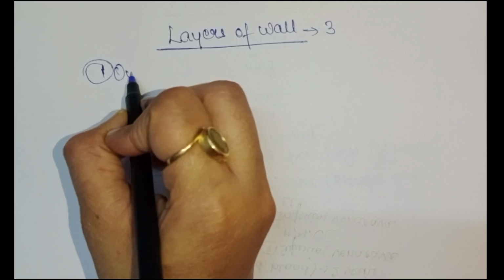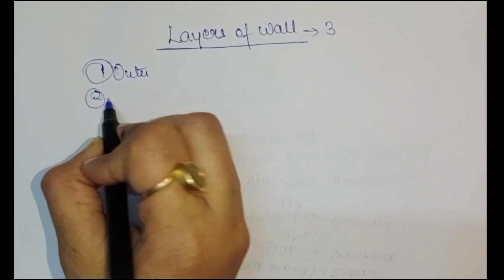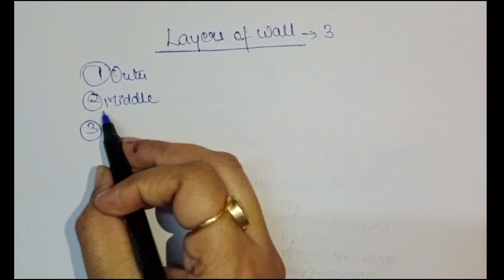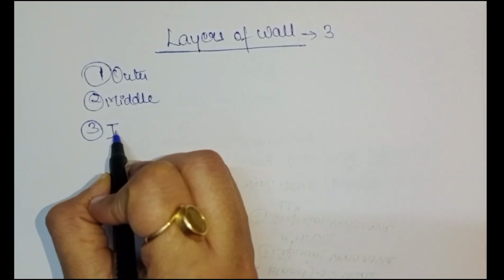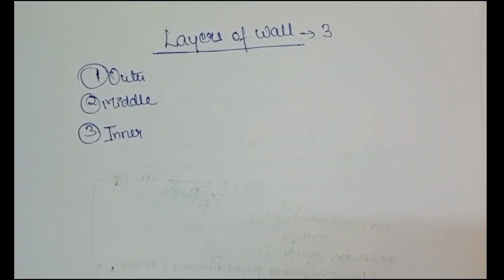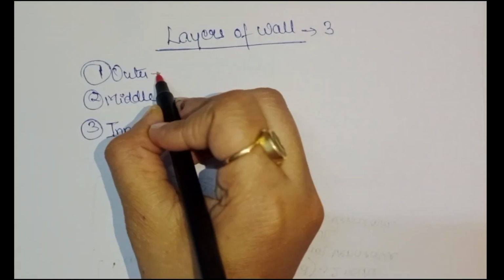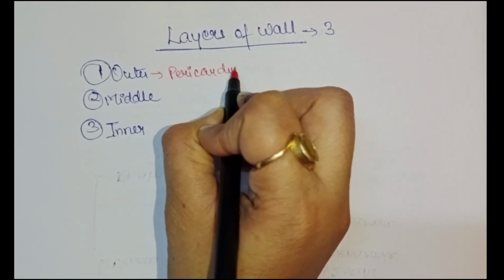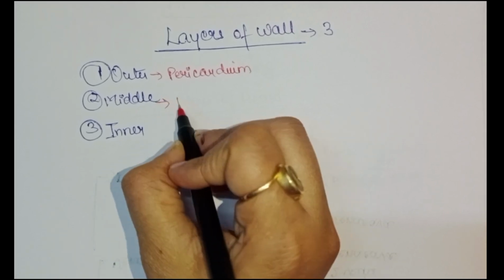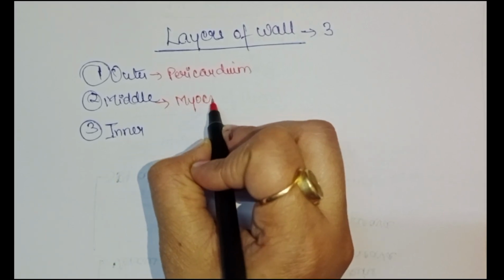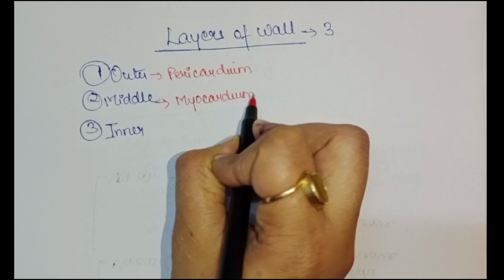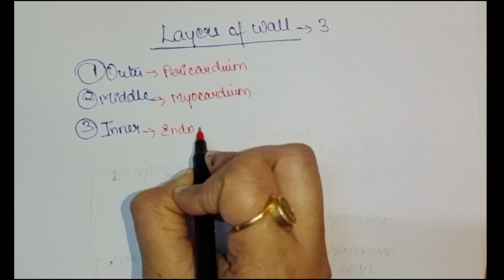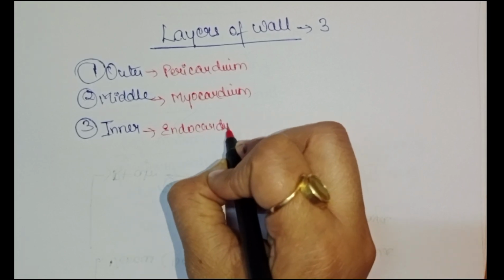First is the outer, second is the middle, and third is the inner. The outer is called pericardium. The middle is called myocardium, and the inner is called endocardium.